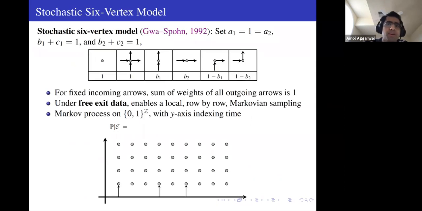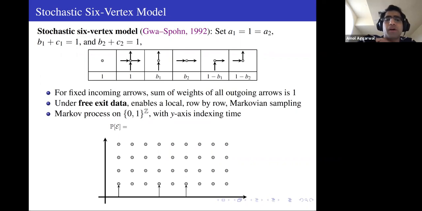So the stochastic 6 vertex model is a specialization of the 6 vertex model. I'm going to choose these A1, A2, B1, B2, C1, C2 weights in a specific way that was proposed by Gwa and Spohn in 1992. It's the following. We set A1 and A2 equal to 1. B1 and B2 are just going to be arbitrary, and we'll hope they're between 0 and 1. And C1 and C2 will be set to 1 minus B1 and 1 minus B2 respectively, so that B1 plus C1 is equal to 1 and B2 plus C2 is equal to 1.